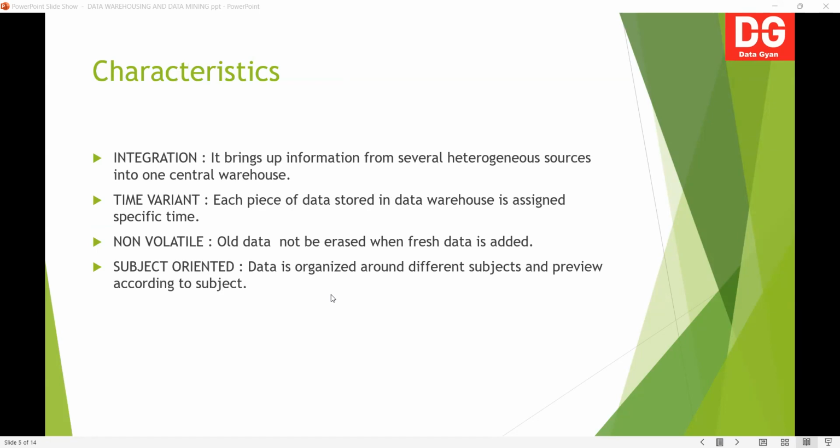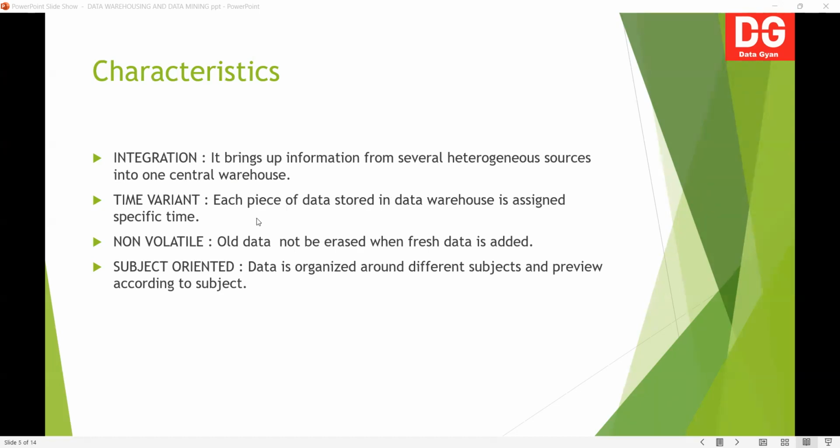After that, the characteristics of data warehousing. First of all, integration. It brings information from several heterogeneous sources into one central warehouse. We gather data from different kinds of sources and store it in a single warehouse, or we can say the main or central warehouse. After that, the time variant.